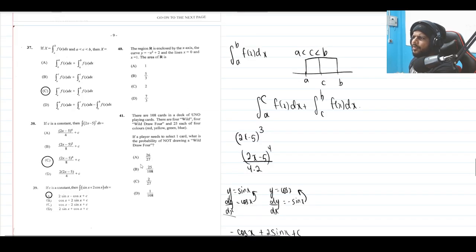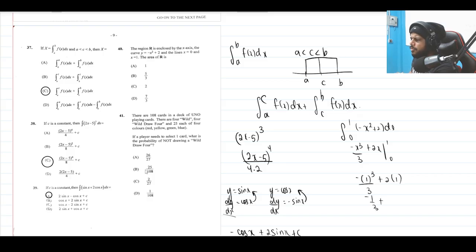The region R is enclosed by the x-axis, the curve, and the lines. This is a repeat. I think this answer was 1. So it will be the integral between 1 and 0 of minus x squared plus 2 dx. So I get minus x cubed over 3 plus 2x evaluated between 1 and 0. When I plug in my lower limit, this will result in 0. So I'll just plug in my upper limit: minus a third plus 2 into 1, minus a third plus 2, which is 5 over 3. Oh yes, 5 over 3 was the answer.